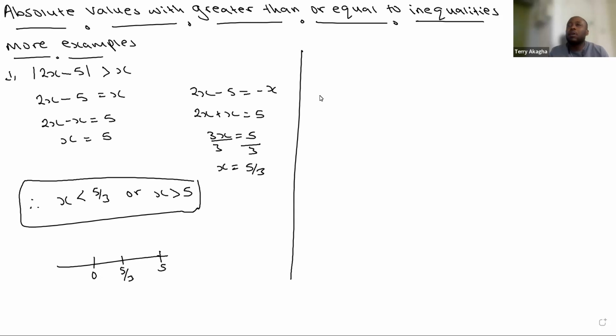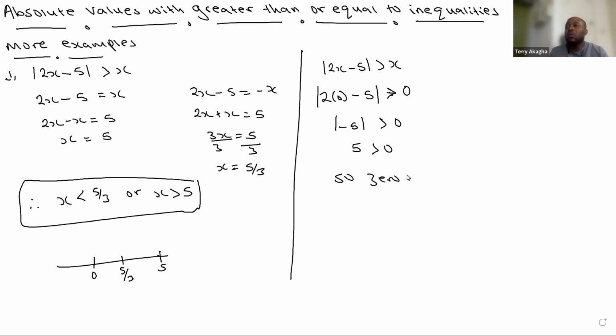So you just bring it out. So you say 2 into bracket 0 minus 5, because you're trying to equate it, right? It's greater than x. So basically, you're doing 2x minus 5 greater than x. So basically, where you see x, you put 0. So this is going to give you minus 5 is greater than 0. Absolute value of minus 5 will give you 5 greater than 0. And because 5 is greater than 0, we can say 0 works. Okay? That's it for this question here.